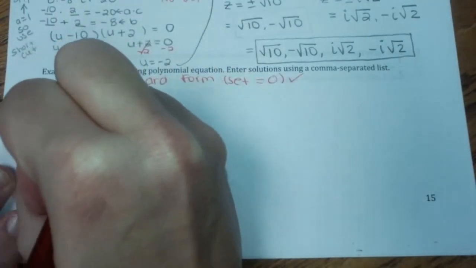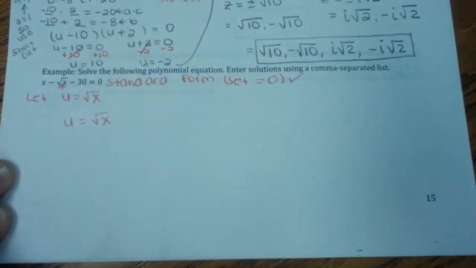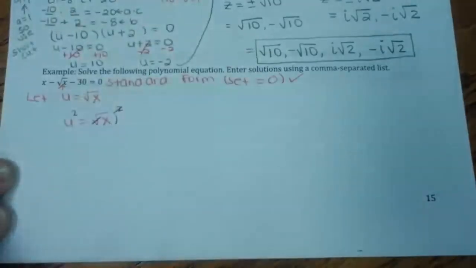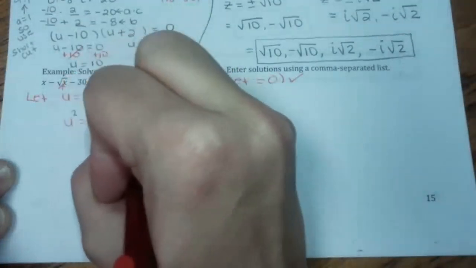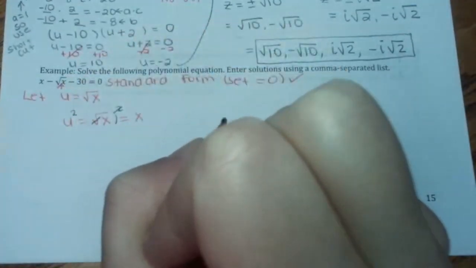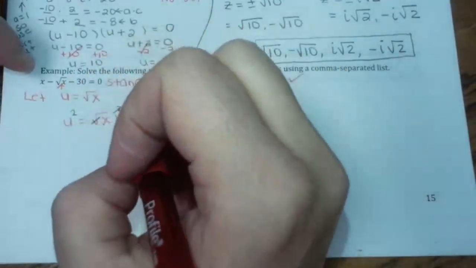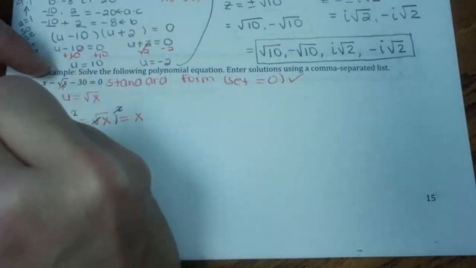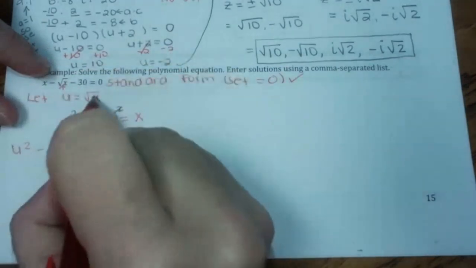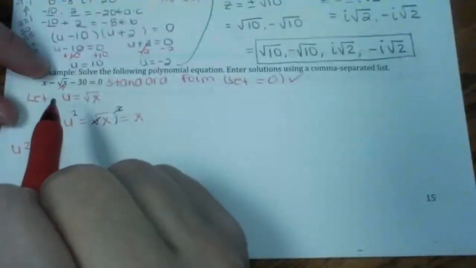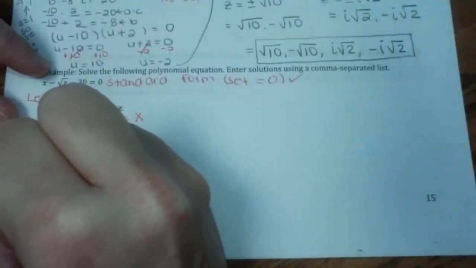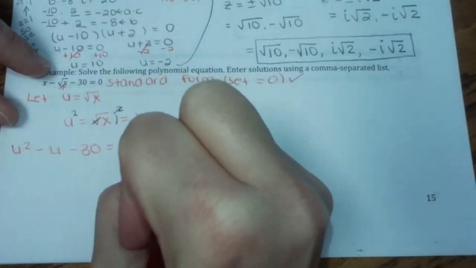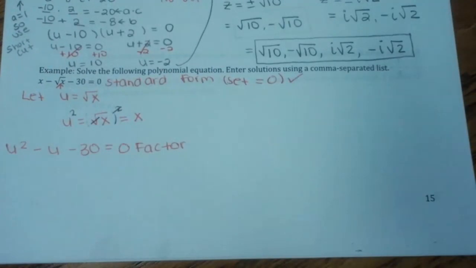If U equals the square root of x, and I square both sides, the square root and the square cancel each other out. So U squared is just x. So instead of x in the problem, I can rewrite it as U squared, minus the square root of x, which I can rewrite as U, minus 30 equals 0. So now we can factor it just like normal: U squared minus U minus 30 equals 0.